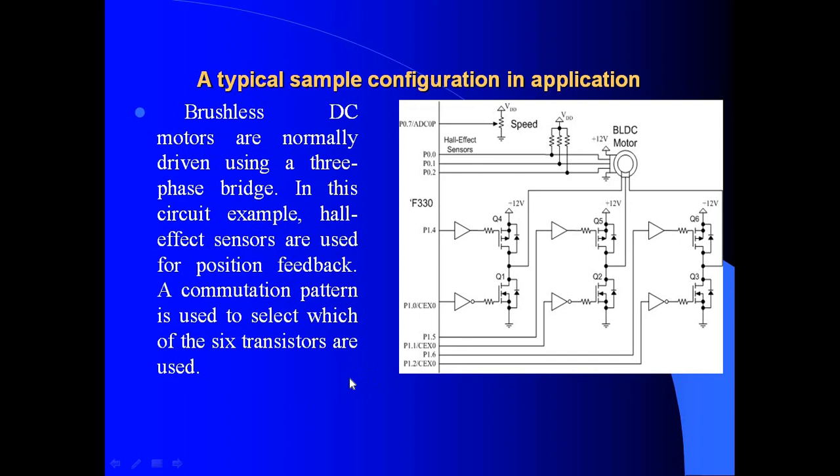A typical schematic configuration in application: brushless DC motors are normally driven using a 3-phase bridge. In this circuit, Hall effect sensors are used for position feedback. A commutation pattern is used to select which of the 6 transistors are used.